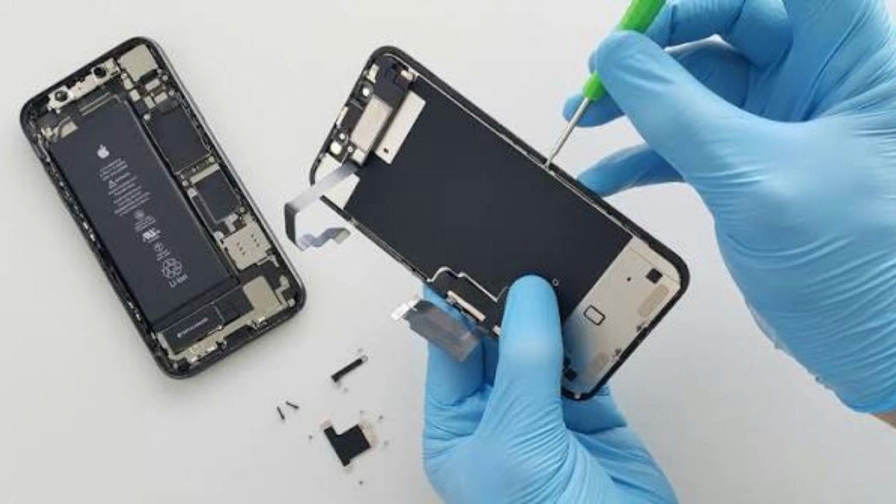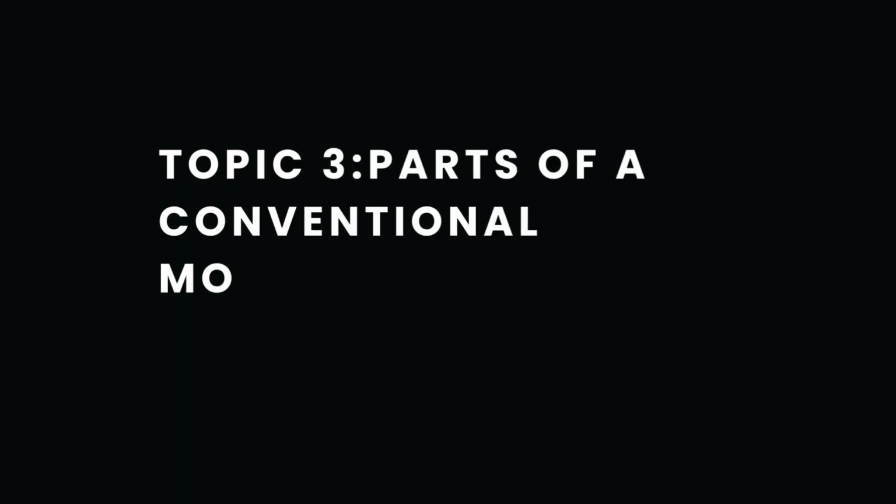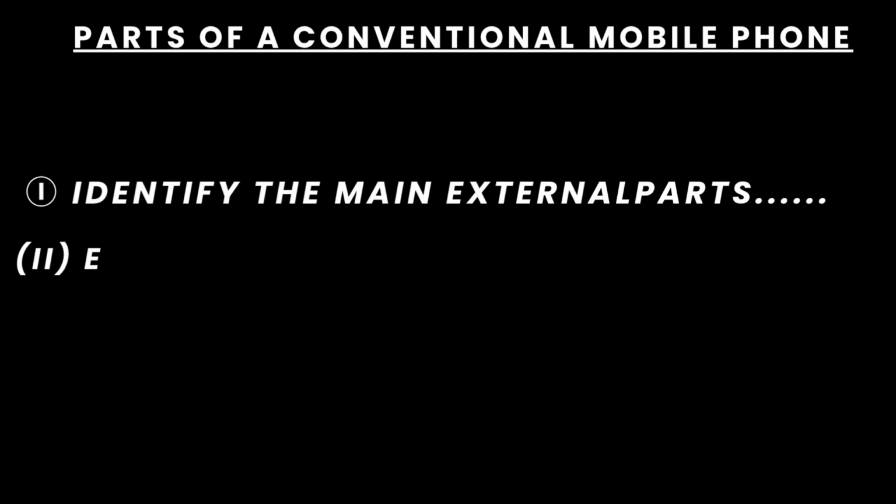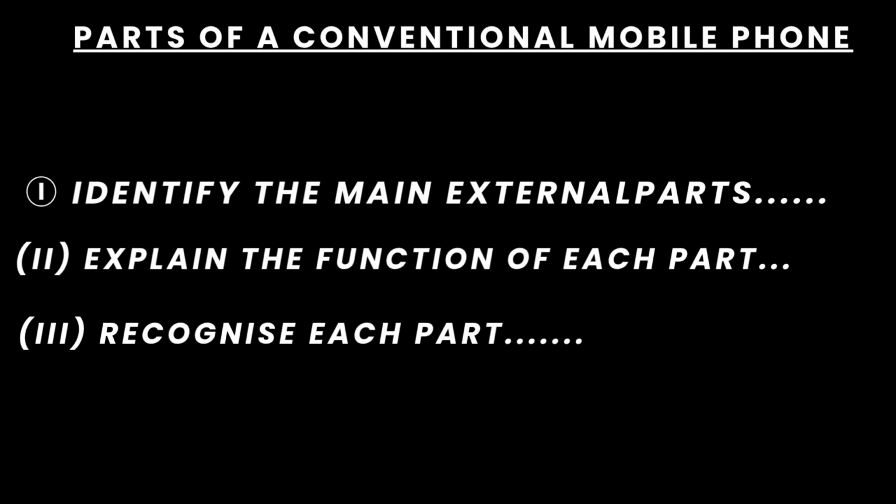Now that we've refreshed our memory, let's move on to today's exciting lesson. Topic 3: Parts of a conventional mobile phone. By the end of this lesson, you should be able to identify the main external parts of a conventional mobile phone, explain the function of each part, and recognize these parts during phone repair and maintenance.